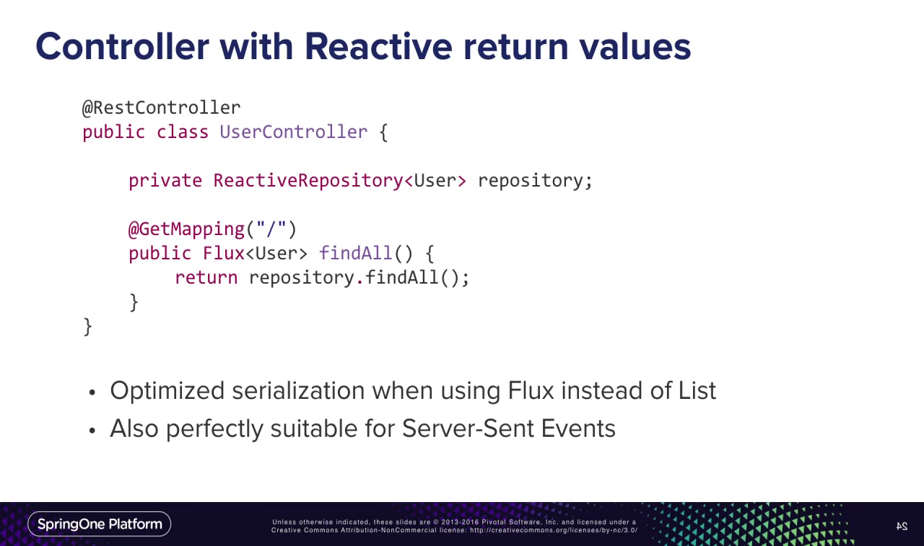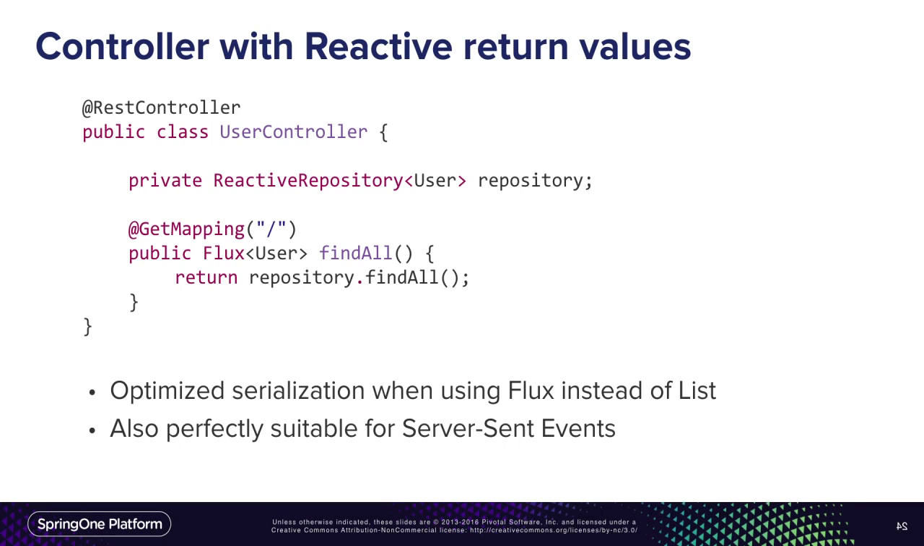So you could also have a controller with reactive return values. Here we have a findAll method that uses the reactive repository, which allows optimizing the serialization when using Flux instead of lists. So you can begin to serialize the data earlier, with the drawback that Stéphane talked about. And that's also a very good use case for server-sent events. In Spring Framework 5 M1, we support server-sent events. If you have used server-sent events with Spring 4, we have an SseEmitter type that is really designed for that.